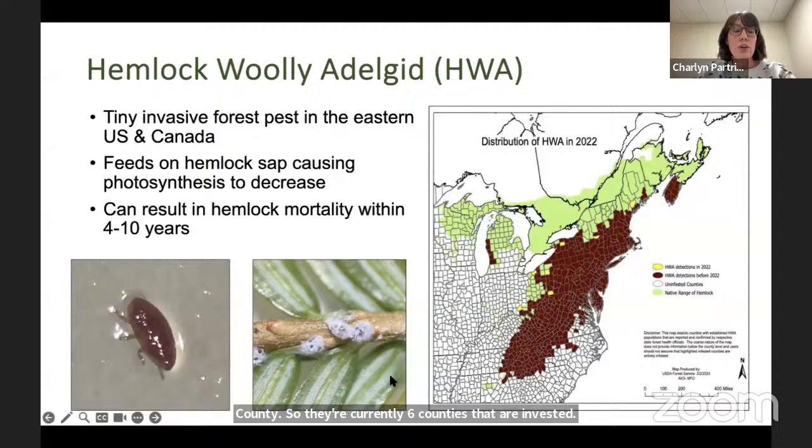In Michigan, the majority of our surveying to detect HWA is through visual surveys. Survey crews will go out and look for the presence of ovisacs. That's the middle picture, where we have this white fluffy material known as HWA ovisacs present on the base of the hemlock needle. This is the primary mode of monitoring right now. And you can imagine with 170 million hemlock trees, going out and surveying for little white ovisacs in Michigan in the middle of winter can be a pretty daunting task.